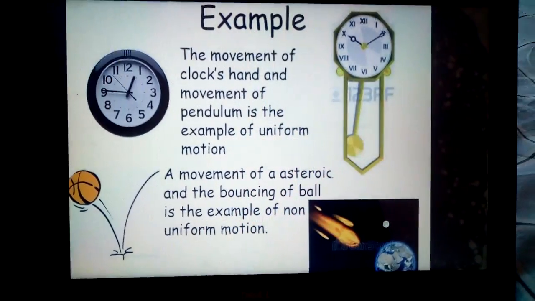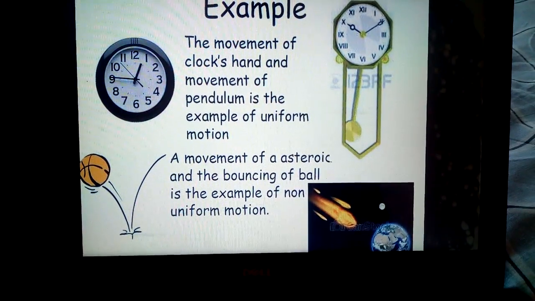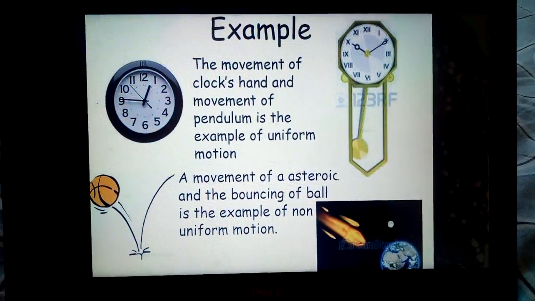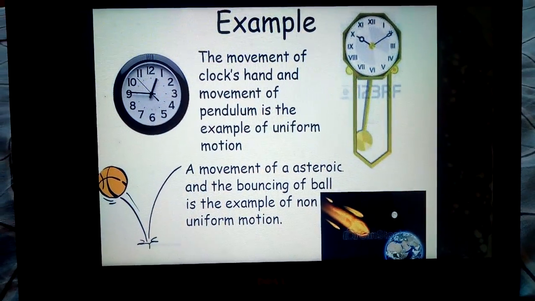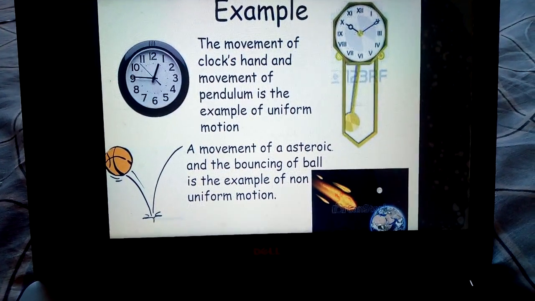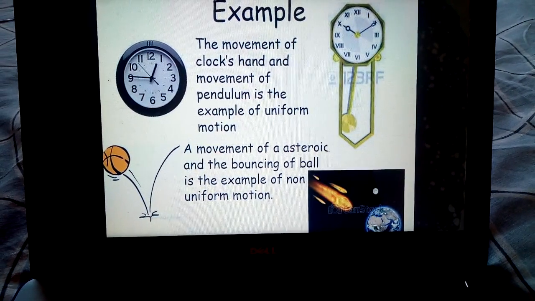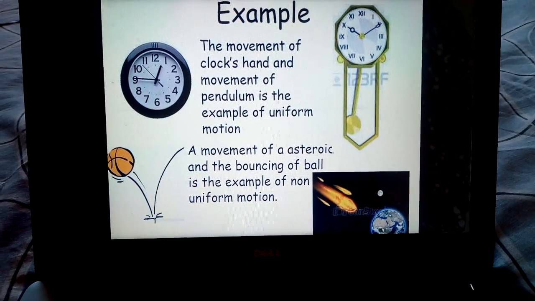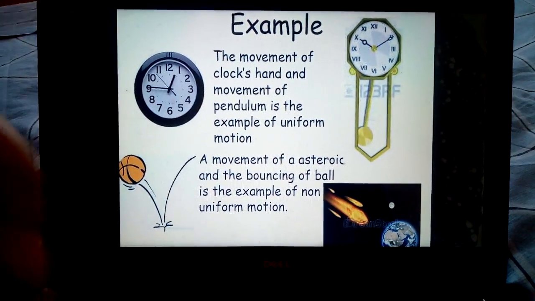For example, the movement of a clock hand and the movement of a pendulum are examples of uniform motion, because they take equal time for covering equal distance. Okay, now the movement of an asteroid and the bouncing of a ball are examples of non-uniform motion, because they can cover different distances in the same time interval. Fine.